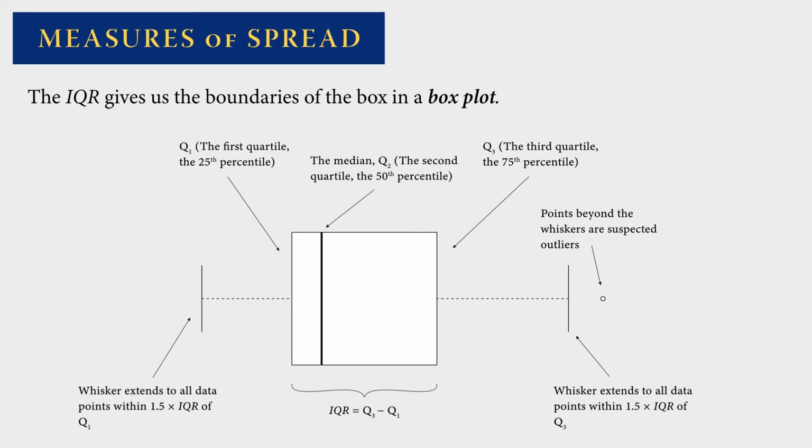The IQR gives us the boundaries of a box plot. A box plot is a graph that's used to examine the center and spread of a distribution. The box itself begins at the 25th percentile and ends at the 75th percentile. So this distance is the IQR. The dark band inside the box is the median. The whiskers extend to all the data points that are within 1.5 times the IQR of the box. If any data falls beyond the whiskers, they are suspected of being outliers, which means that they are remarkably high or low values.